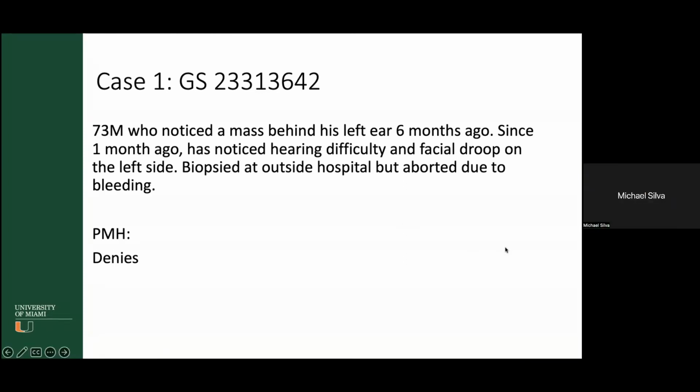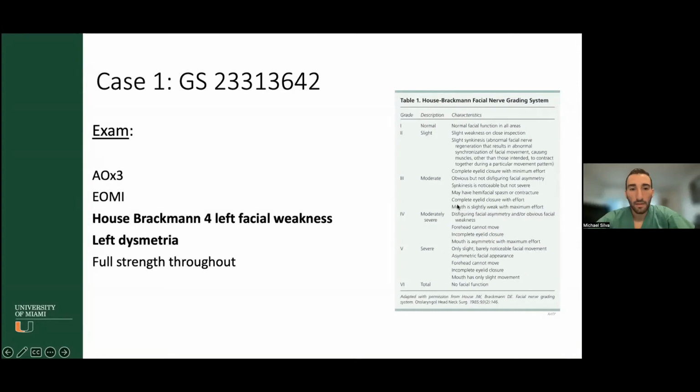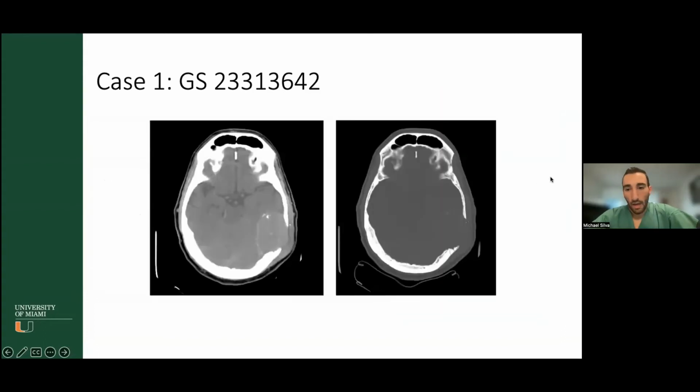All right, perfect. So this is the patient's physical exam. A&O times 3, extraocular movements were intact, has a House-Brackmann 4 left facial weakness, left dysmetria, and full strength throughout. Okay. So I'll have you describe the imaging here. Here's the House-Brackmann scale for reference. So you want to describe this CAT scan for us?